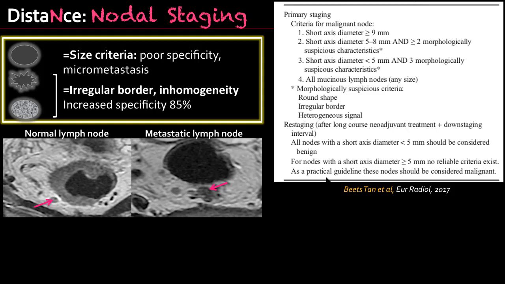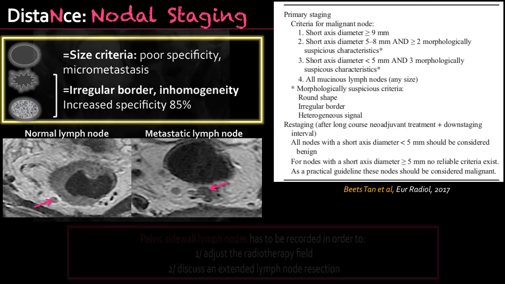For that, I would really refer you to the ESGAR guideline, where they propose a very nice algorithm to assess node malignancy. A node has to be considered malignant if the diameter is greater than or equal to 9 millimeters, or if it's between 5 and 8 millimeters with two morphological features, or if it's less than 5 millimeters but with 3 malignant features. Those are the mesorectal nodes.